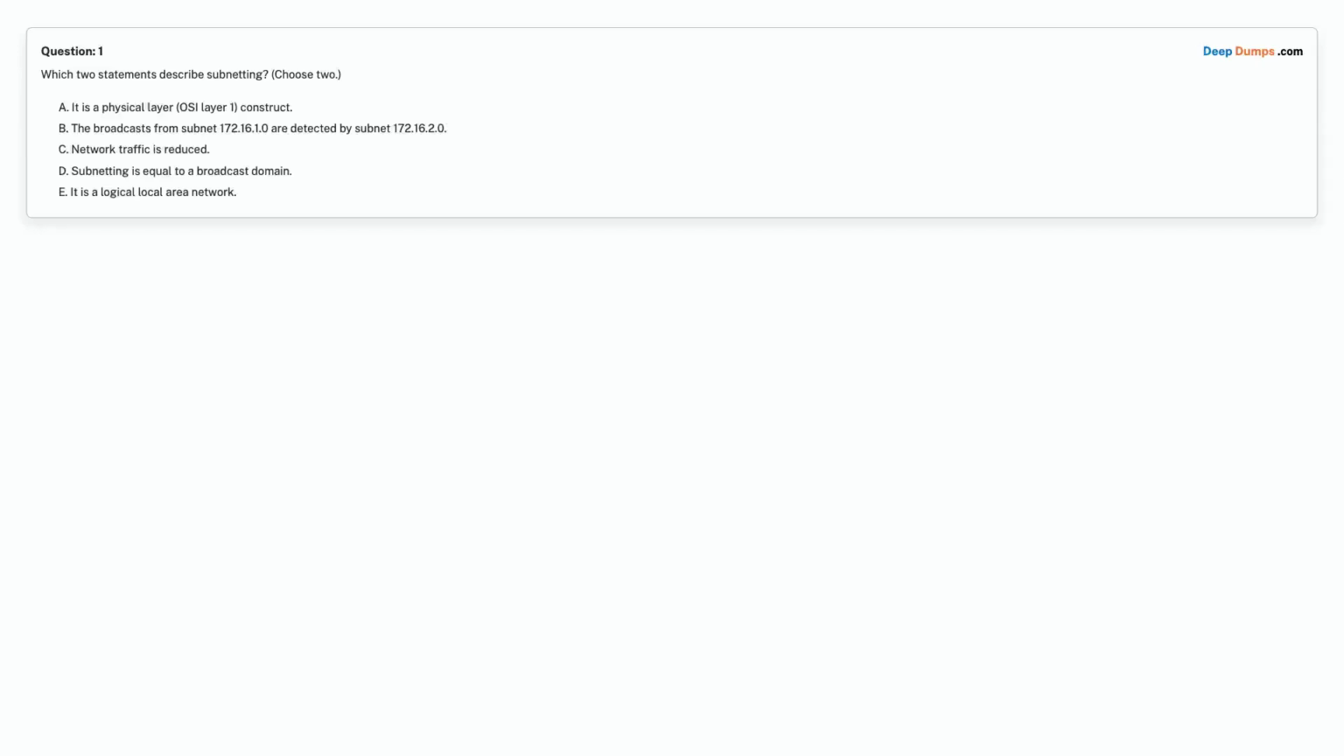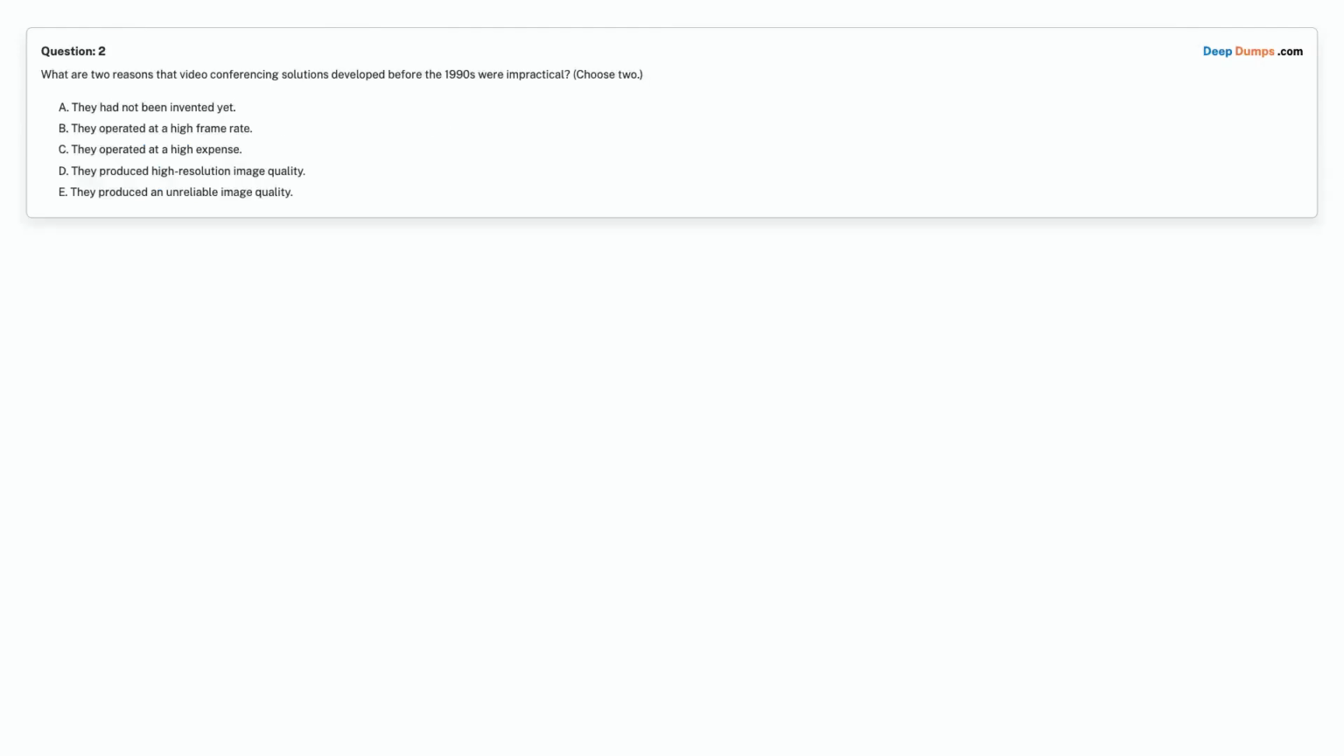Option C. Network traffic is reduced. Option D. Subnetting is equal to a broadcast domain. Option E. It is a logical local area network. Choose the correct answer. Correct answer is Option C. Network traffic is reduced. Option E. It is a logical local area network.